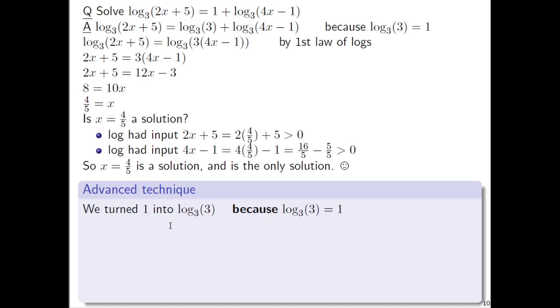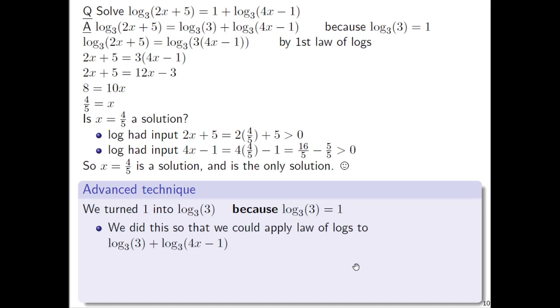What we did here was turn 1 into log base 3 of 3. This 1 here turned into log base 3 of 3, and we could do that because log base 3 of 3 is equal to 1. And why did we even do that? Why did we turn 1 into log base 3 of 3? It's because when we did that, then with log base 3 of 3 plus log base 3 of 4x minus 1, we could apply the laws of logs to it, specifically the first law of logs.